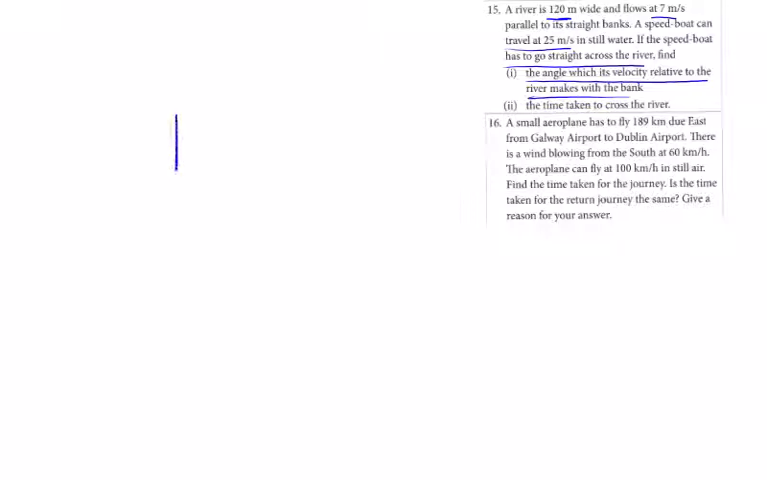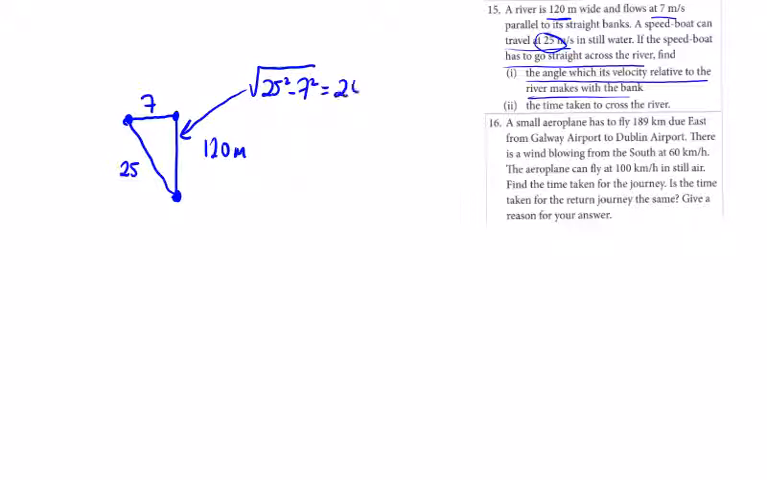So here's our river. It's 120 meters wide. It has to go straight across, so it's going to need to go this way to get back to here. And you can go at 25 and the river flows at 7. So using Pythagoras, the square root of 25 squared minus 7 squared is going to give 24. We've seen this before. So that's the velocity of the boat relative to the river.